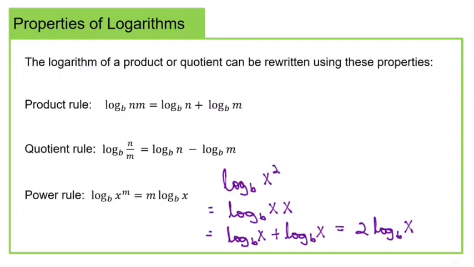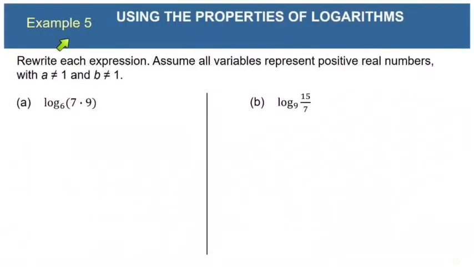So now that we see the properties, let's practice with them just a little bit. Now this is example 5, and all it says is rewrite each expression. So we have log base 6 of 7 times 9, and now this is a product, so we can use our product rule on it. I can split this into two terms. So I'm going to have log base 6 of 7 plus log base 6 of 9. And that's all they're asking us to do. So they said rewrite each expression. What they mean is expand this into multiple terms.